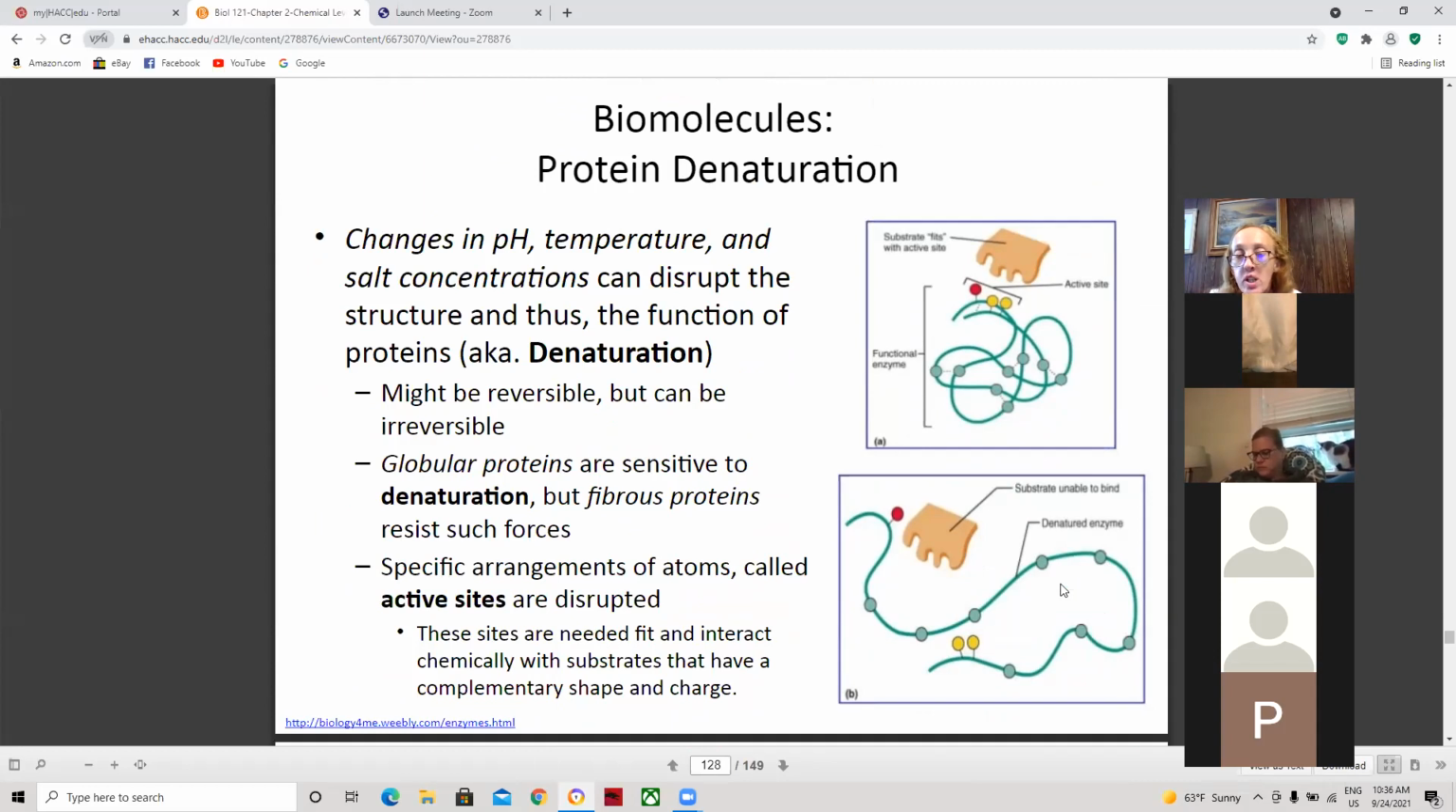But when proteins are denatured, their active sites are disrupted. So specific arrangements of atoms within that protein structure are disrupted. So does that mean, let's say you create the Jello and then you melt it, is that where it gets disrupted, trying to put it back into the Jello form?